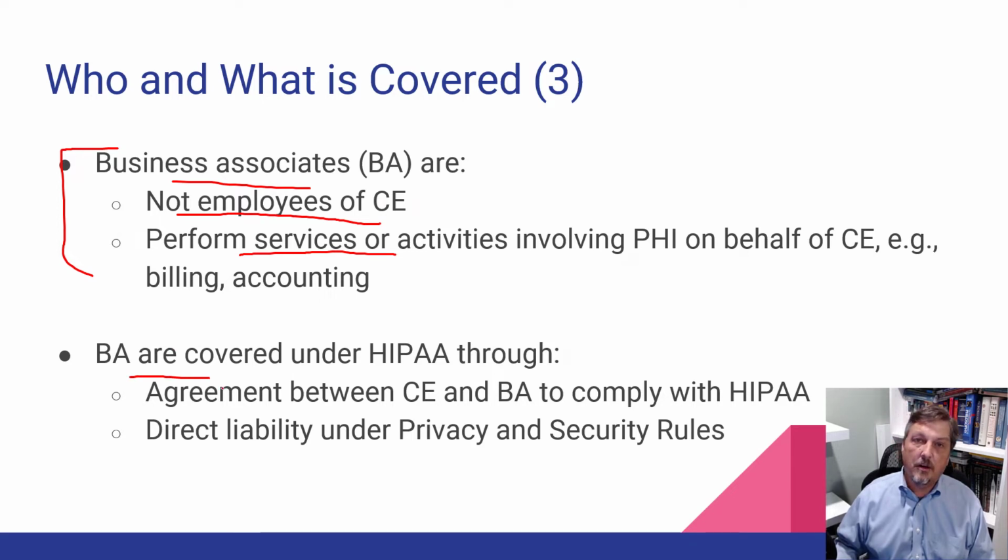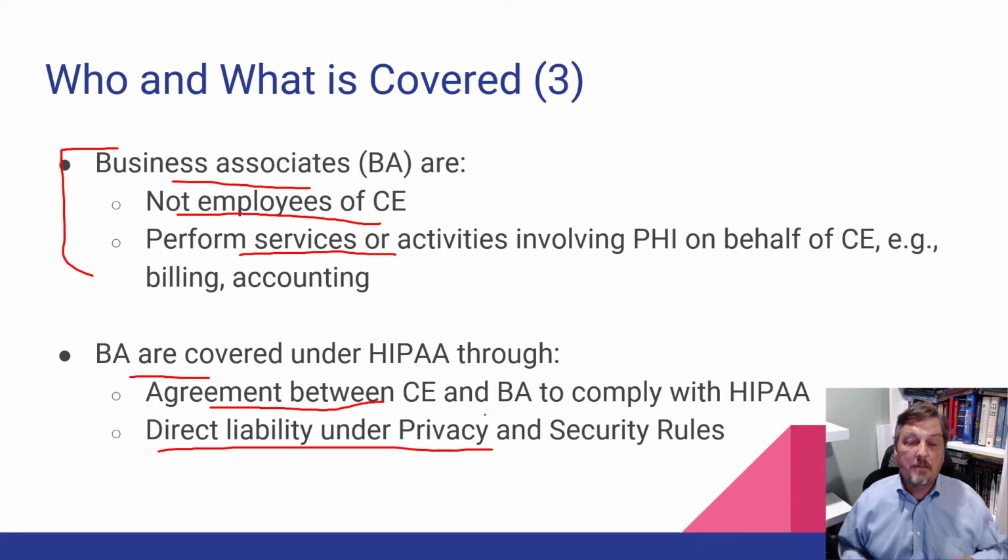So business associates are also covered under HIPAA. They may be subject to direct liability under the privacy or security rules, or may be subject to liability through an agreement between the covered entity and the business associate to comply with HIPAA rules. And if you work in a covered entity as a lawyer or a compliance professional, and you're dealing with agreements between the covered entity and the business associates, then it's likely that one of your jobs is going to be to make sure that those contractual arrangements properly specify the scope of the HIPAA obligations and the responsibilities of the parties.